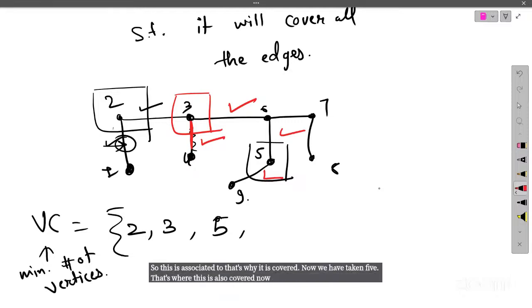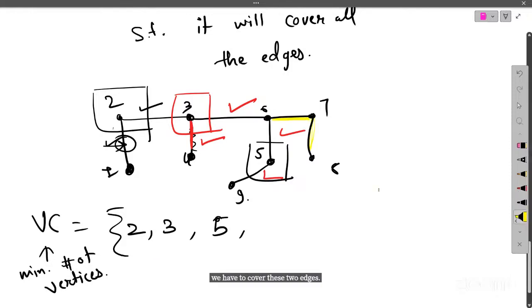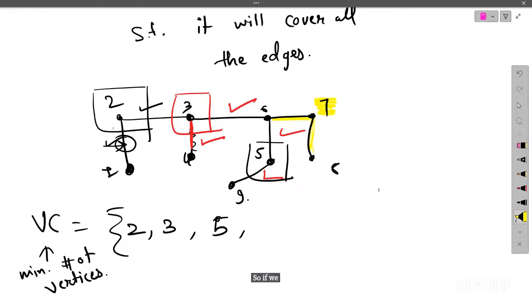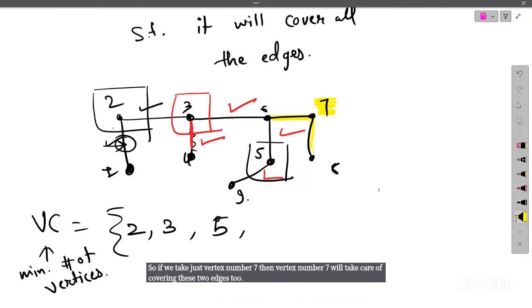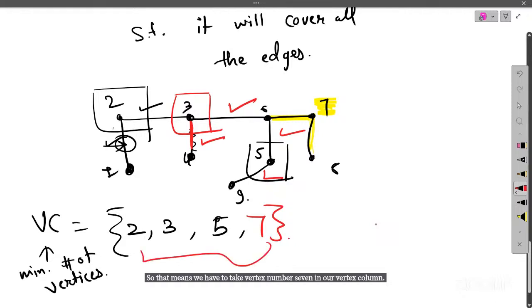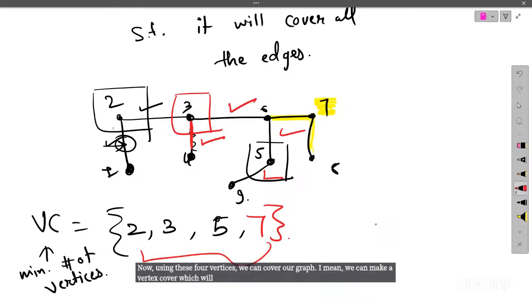Now we have to cover these 2 edges. Okay. So now there are 3 choices left. Either we can take 6 and 8, but again we want the minimum number of vertices. So if we take just vertex number 7, then vertex number 7 will take care of covering these 2 edges too. Right? So that means we have to take vertex number 7 in our vertex cover. Now using these 4 vertices, we can cover our graph. We can make a vertex cover which will cover every edge in the graph.